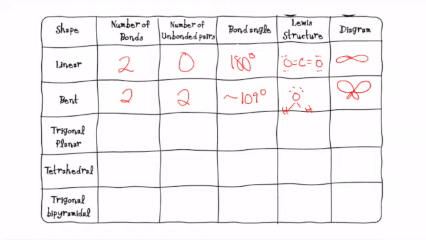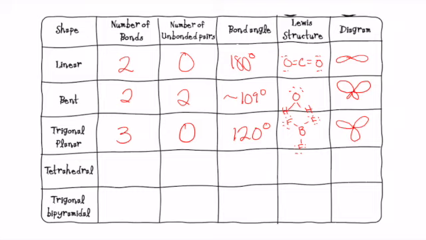Next is trigonal planar. These are 3 bonds. There are no unbonded pairs. The bond angle is 120 degrees. One example would be BF3. That's the shape of a trigonal planar.